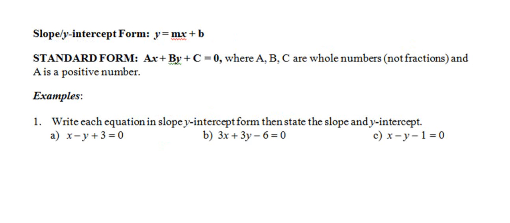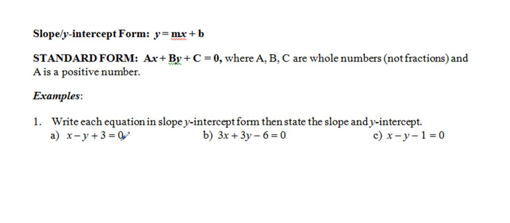So standard form is ax plus by plus c equals 0, where a, b, and c are whole numbers, not fractions, and a is positive. So each of these is standard form. So what we want to do is write it in slope y-intercept form instead of standard form, and we want to state then the slope and the y-intercept.